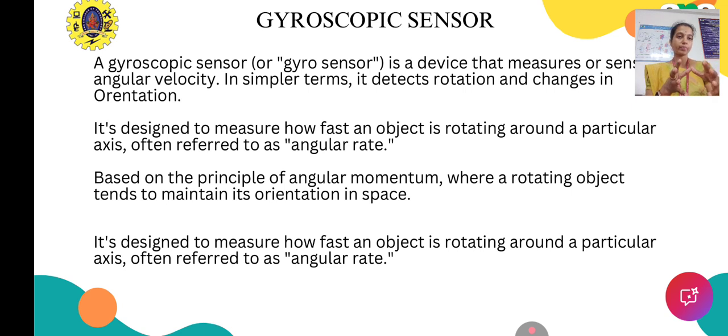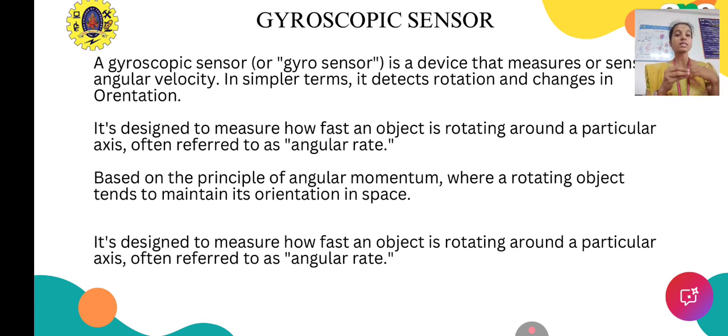It is based on the principle of angular momentum, where a rotating object tends to maintain its orientation in space. It is designed to measure how fast the object is rotated around a particular axis. A gyroscopic sensor is a device that measures or senses angular velocity. In simple terms, it detects rotation and changes in orientation.